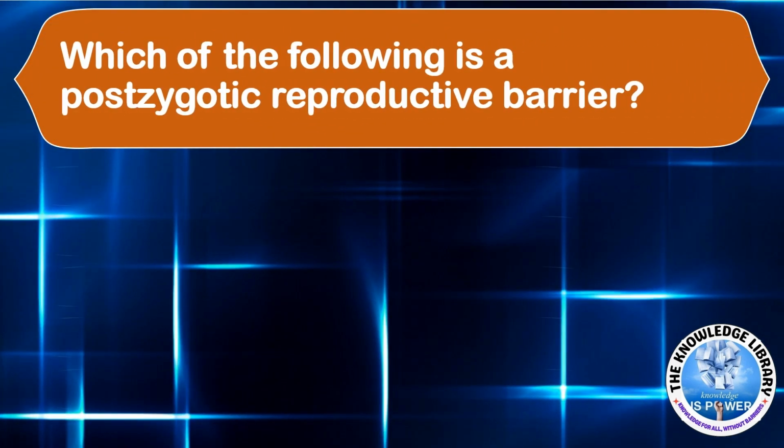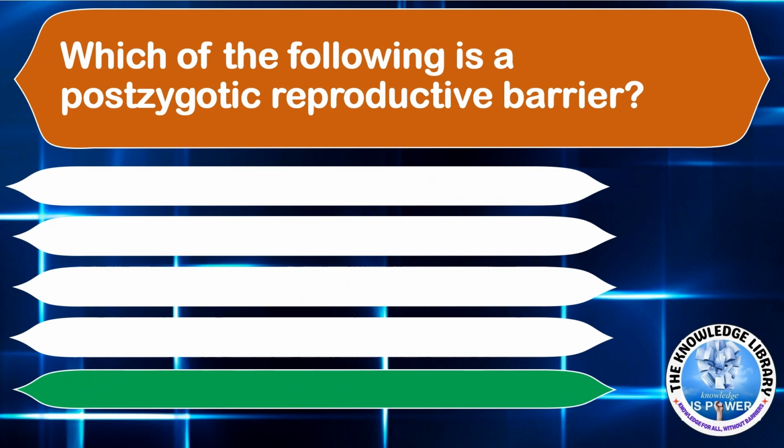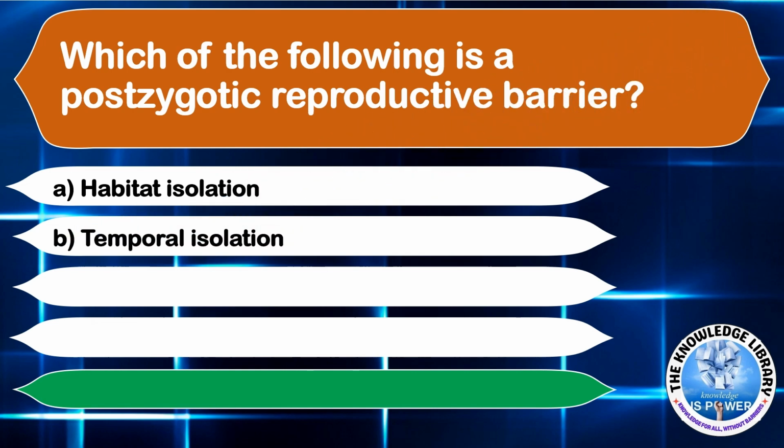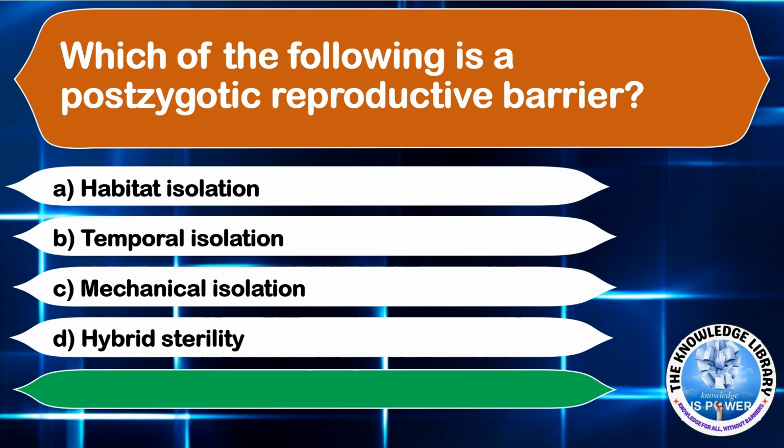The next question is, which of the following is a post-zygotic reproductive barrier? Option A, habitat isolation. Option B, temporal isolation. Option C, mechanical isolation. Option D, hybrid sterility. Answer is option D, hybrid sterility.